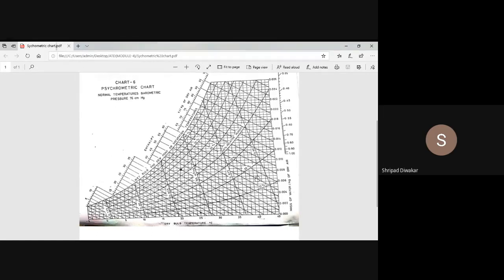You have to analyze the point, where it is and which line is nearer. This other line is far away from this point, so you cannot take that value. You have to take the nearest one, and the nearest one is 0.825. This inclined line is your specific volume line. So we take the nearest one, or make an approximate value according to that. Approximate only you can take.